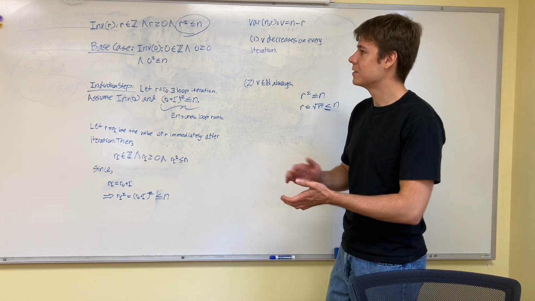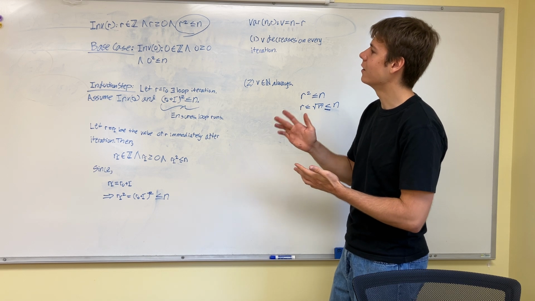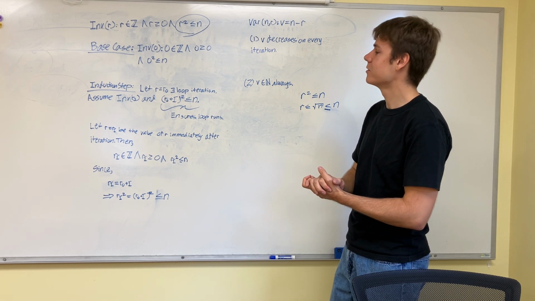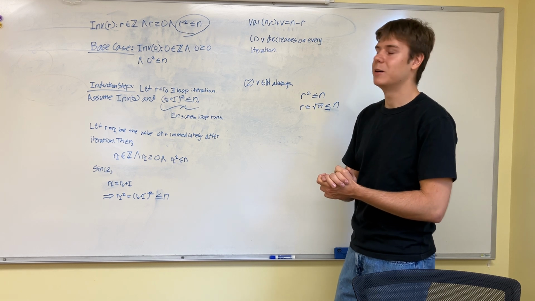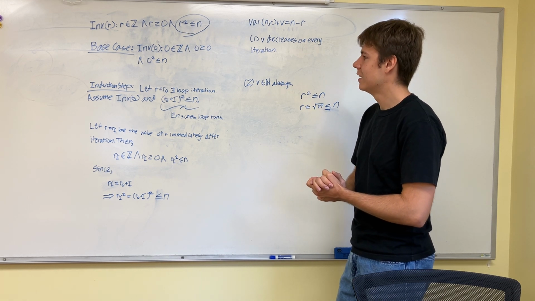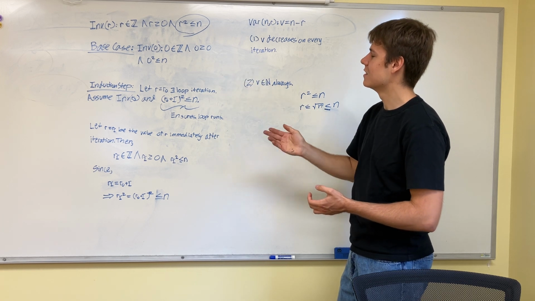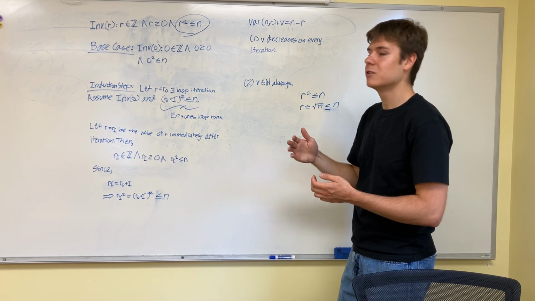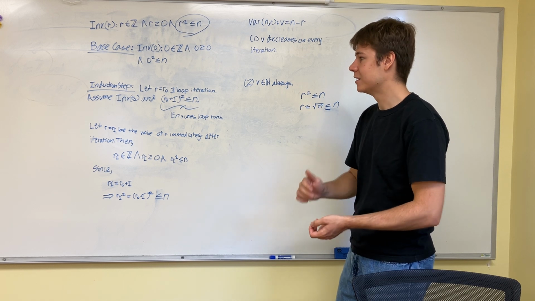So first, let's prove the following invariants. I chose invariant: R belongs to integers, R is greater than or equal to 0, and R squared is less than or equal to n. By the base case, invariant 0 follows because 0 belongs to integers, 0 is greater than or equal to 0, and 0 squared is less than or equal to n, since n is greater than or equal to 0 by the precondition.